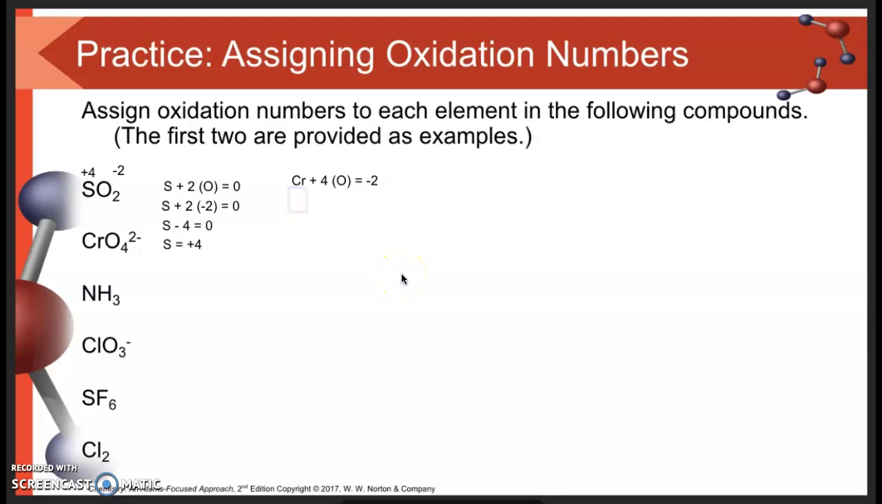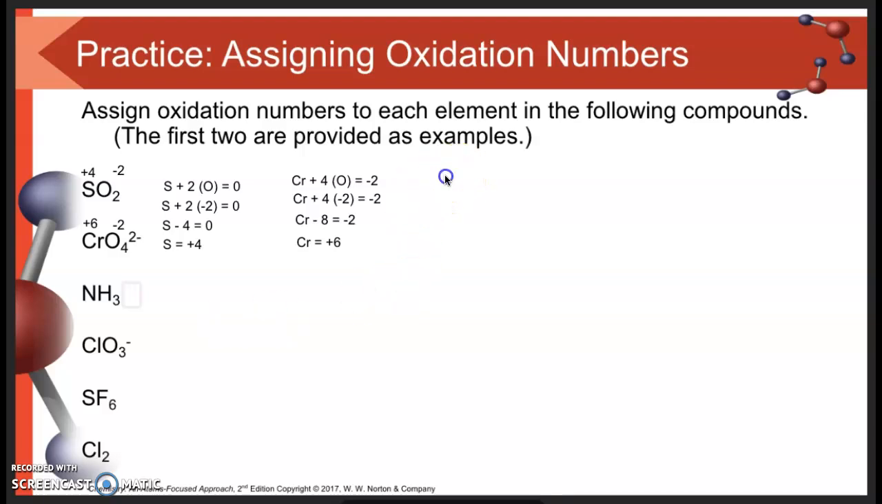If I use the same logic, chromium plus 4 times -2 gives -2. Chromium minus 8, because 4 times 2 is 8, is equal to -2. Chromium must be +6. And so the oxidation state of the chromium is +6. The oxidation state of the oxygen is -2. And we've assigned that one as well. And so I just can kind of follow this logic all the way through.